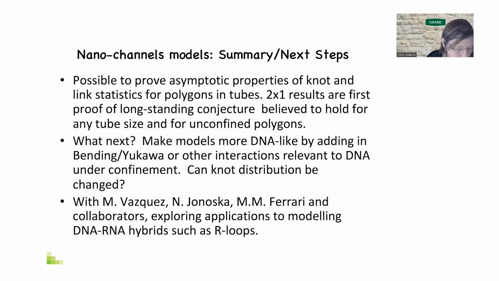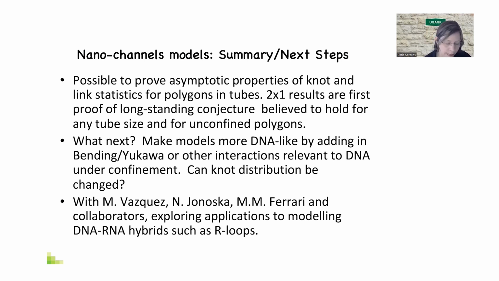Okay, so I've gone through that quite quickly. Just to summarize, it is possible to prove asymptotic properties of knots and link statistics for polygons and tubes. And the 2x1 results that I talked about are the first proof of a long-standing conjecture believed to hold for any tube size and for unconfined polygons.